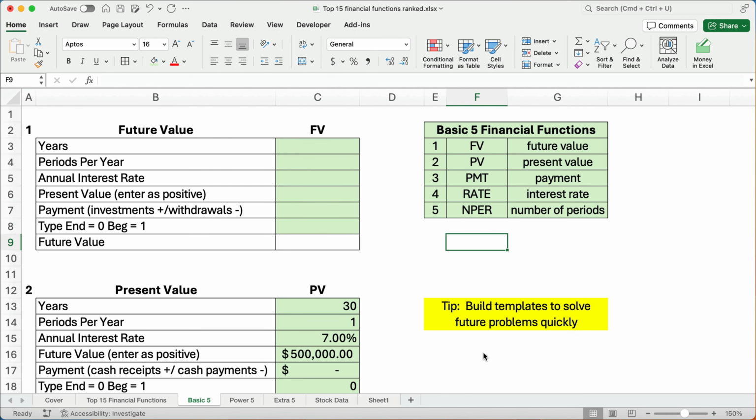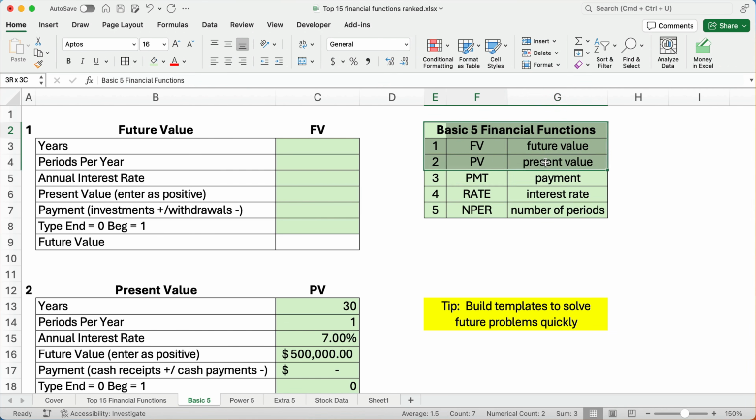Future value is the idea of if we invest money now, what would the amount be in 5 years or 10 years or 20 years or whatever. So I encourage you to build templates so you can solve future problems. I'm going to go slow on these first couple of ones, and then once you get the hang of it, it'll be easier for you to understand how this works.